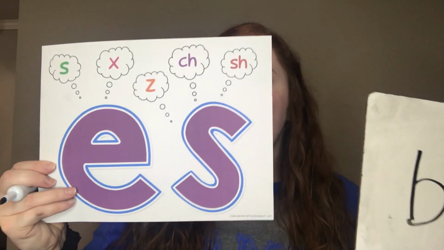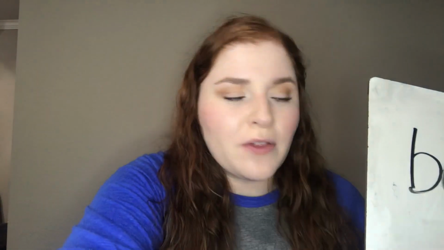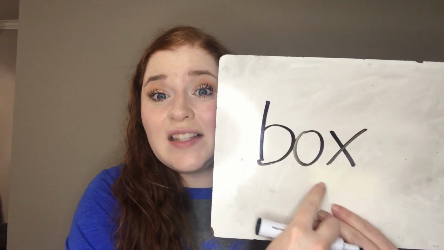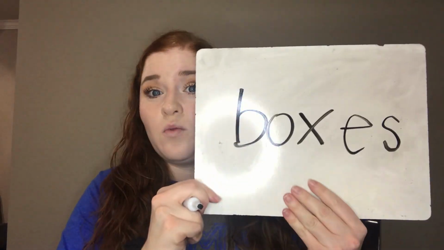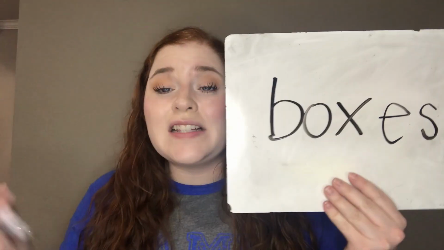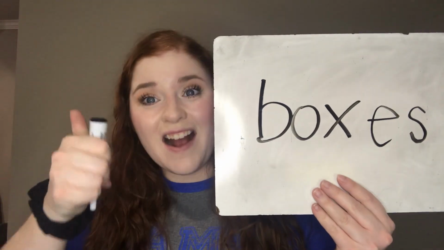These are the things that it needs to end in if we wanna add ES. When you've got it locked in your brain, show me a thumbs up. I think you've got it. So in this case, because this word ends in X, we are going to add ES, okay? So let's go ahead and do that to make it say more than one. All right, now our word is boxes, and it means that we have more than one. Awesome job. Let's move on to the next word.